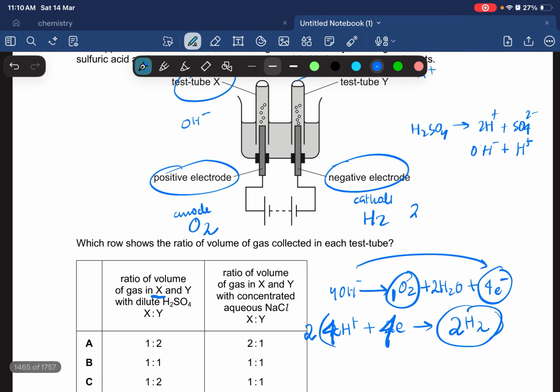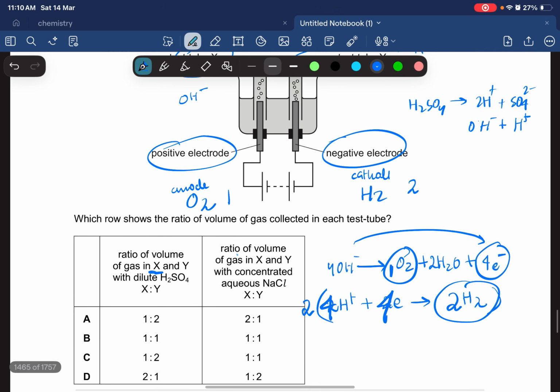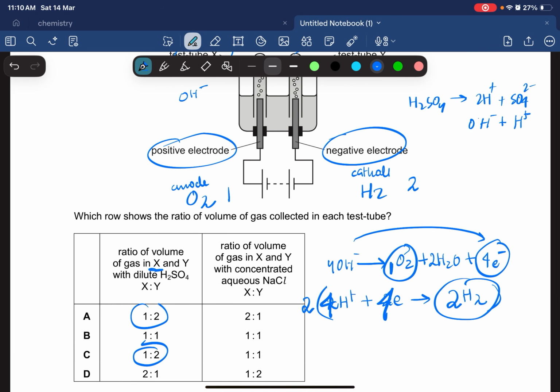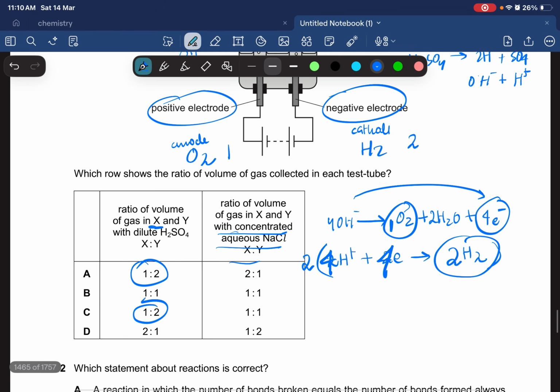We have 2 moles of hydrogen and 1 mole of oxygen. So X ratio Y is going to be 1:2. And then next we have to calculate when we have concentrated aqueous NaCl. So again, what's going to happen is that now we have concentrated NaCl. You have to remember, now we're going to discharge chloride ion.